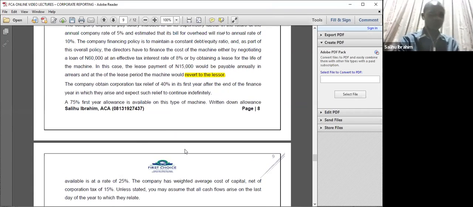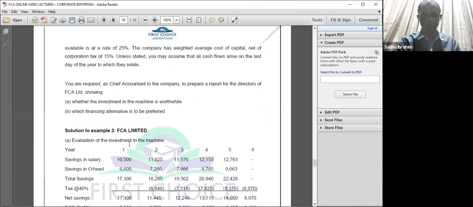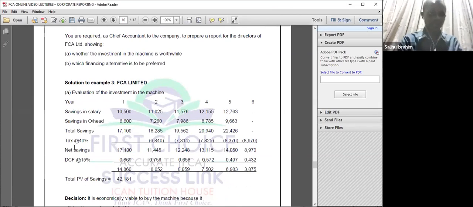You see that we're told that if we buy the machine, the supervisor will be laid off, so we are going to save the salary we are paying to him. Also, there's going to be a reduction in our other overhead to 6,000. So we are going to save from that as well. So that is what we are going to compute first. So look at it: savings in salaries, savings in other overhead costs.